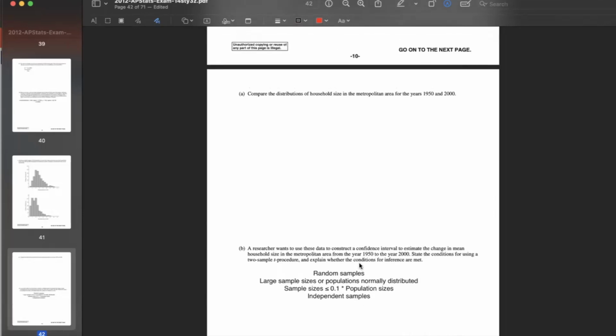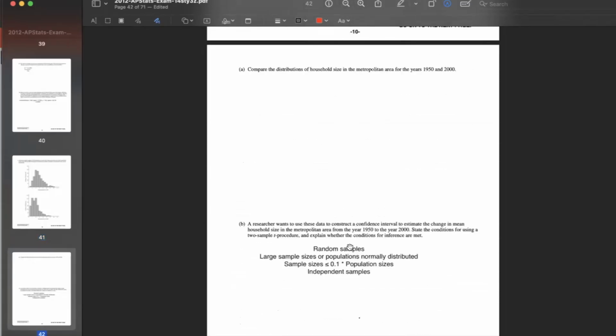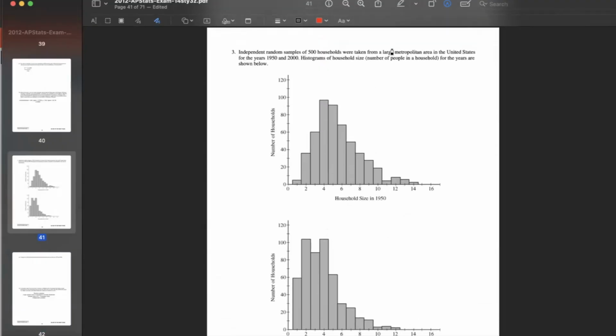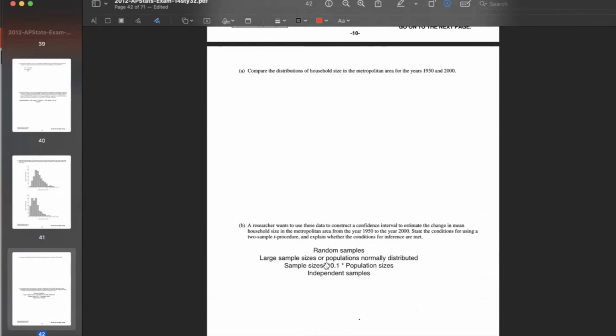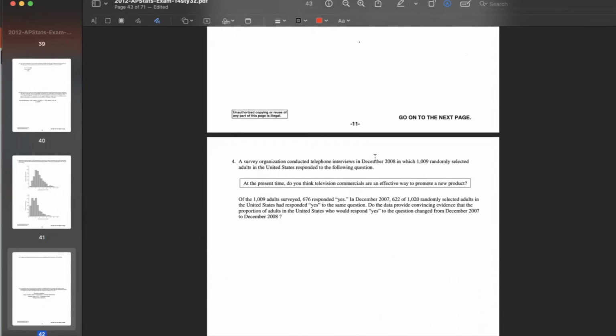All right, so as the question mentions, the samples are independent and random, so that satisfies these 2 conditions right over here. And then large sample sizes, so both sample sizes are 500, which is greater than 30, so that's large enough for the central limit theorem to hold. And since we're considering the population of all households in a large metropolitan area, we can assume that the sample sizes, which are 500, are less than or equal to 0.1 times the population sizes. All right, so these are the conditions, and make sure to explain why the conditions were met.